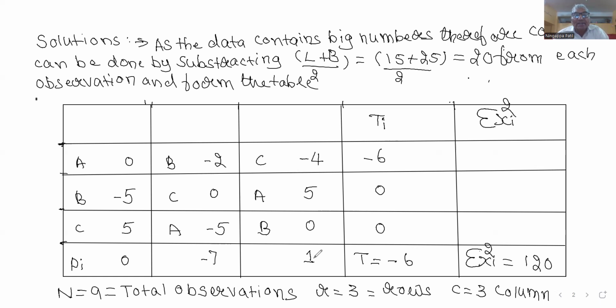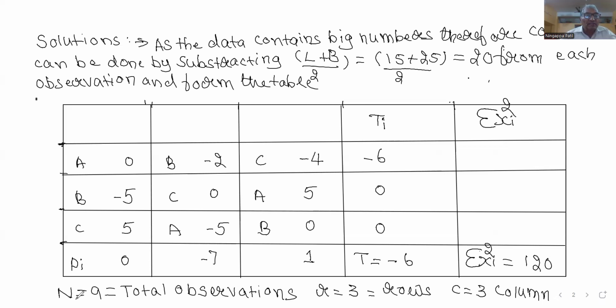This is 1. And you take all the Ti values: minus 6 plus 0 plus 0 is minus 6. And for Pi: 0 minus 7 plus 1 is also minus 6. And the last column is the summation of xi square. This can be calculated by calculator. It is not necessary now, I will tell you how to get this 120 value.